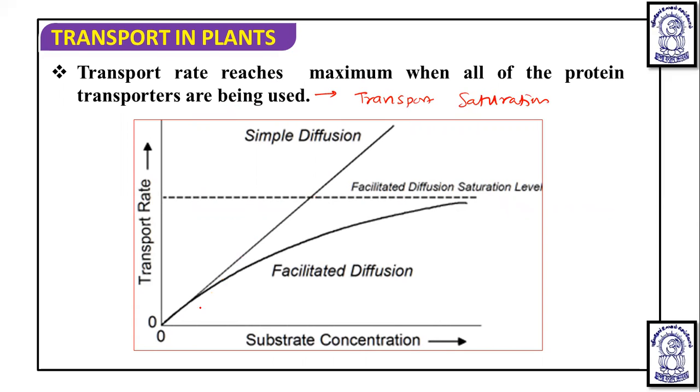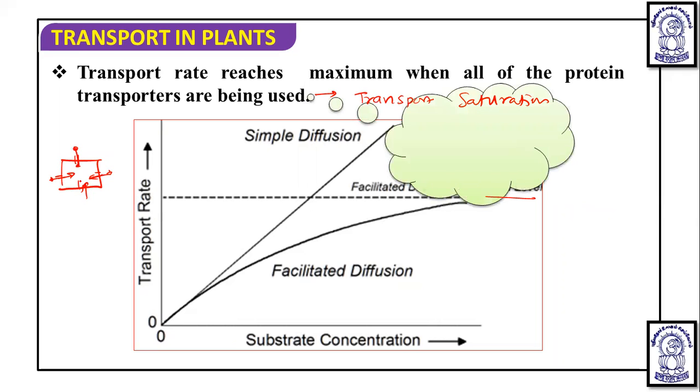You see, in simple diffusion, saturation will not occur, only equilibrium will occur. But transport saturation can occur in facilitated diffusion because all the proteins which are embedded in the membrane allow only a particular maximum number of molecules, and when all the proteins are functional, saturation will occur. Suppose I am showing you this cell. This cell has four proteins, and when four molecules are moving inside, at the same time the fifth molecule cannot enter. So it is transport rate saturation. So this is called transport saturation.